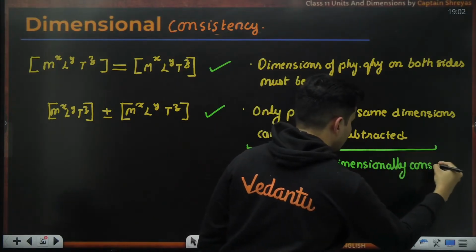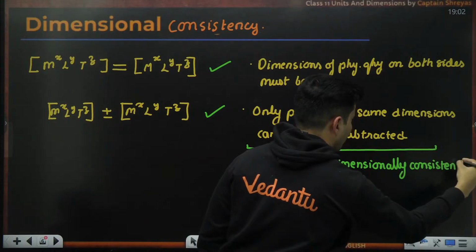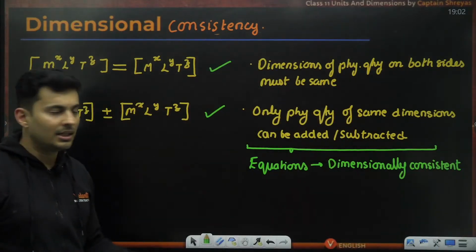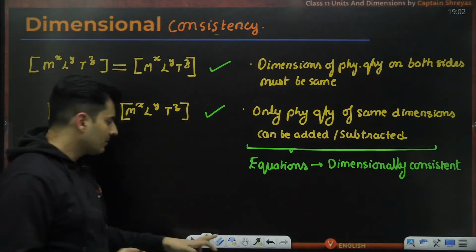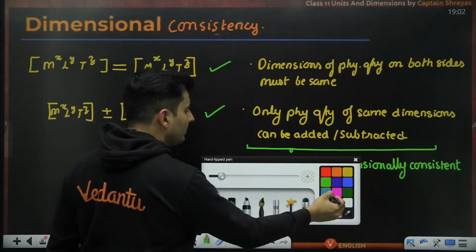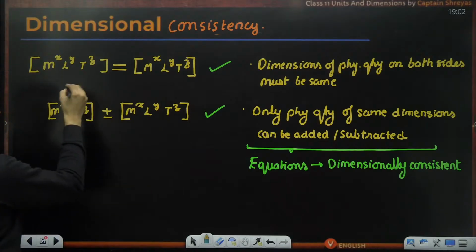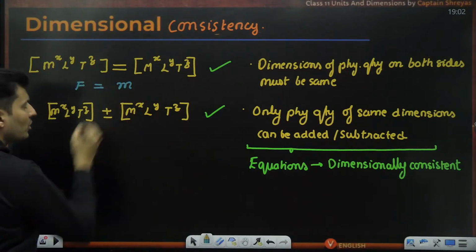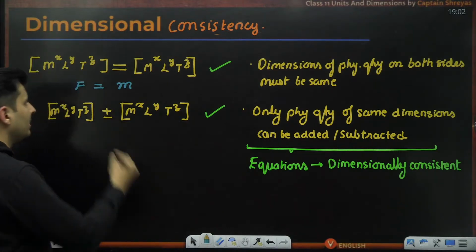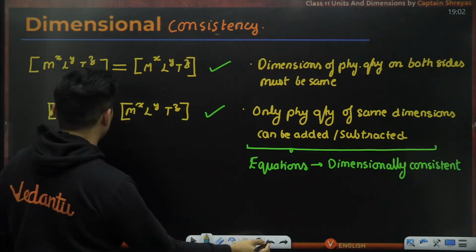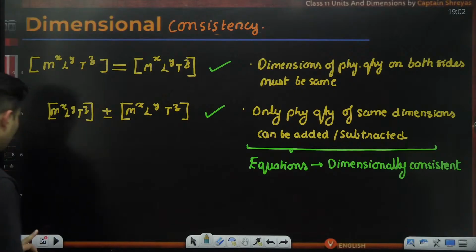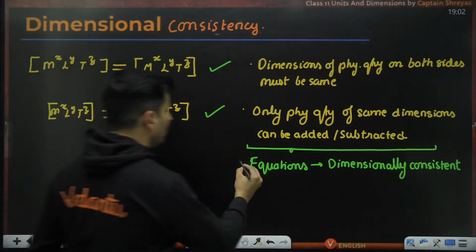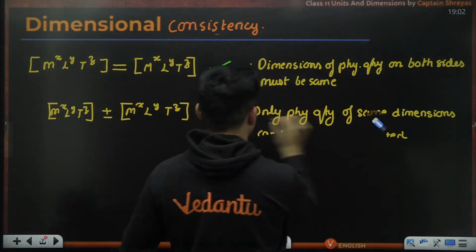Such equations are called dimensionally consistent equations. An example of these rules would be, imagine on the left hand side you have force and on the right hand side you have mass. Is force equal to mass? 100% it is not equal. So, if I put some equations, things will be very, very clear in your head. I'll just put some examples for you.